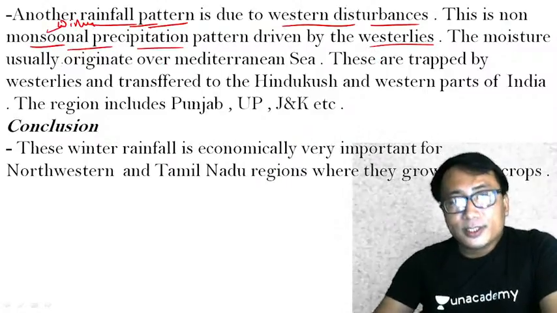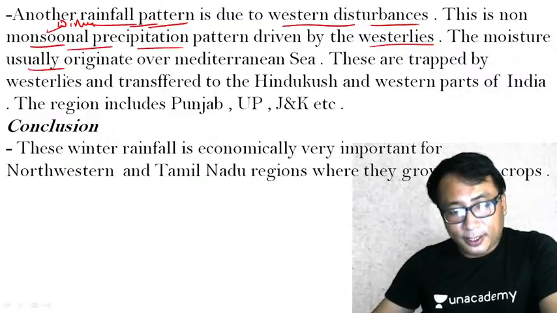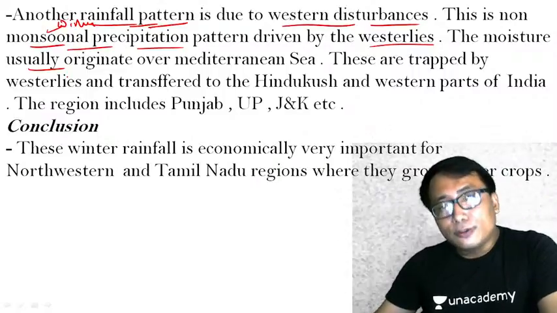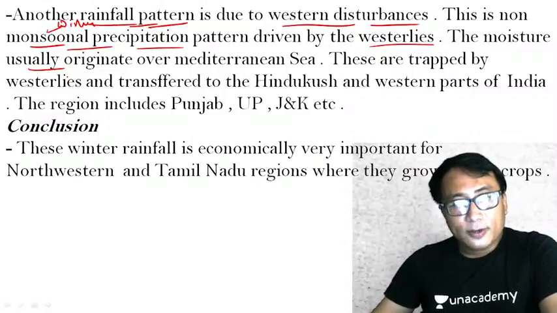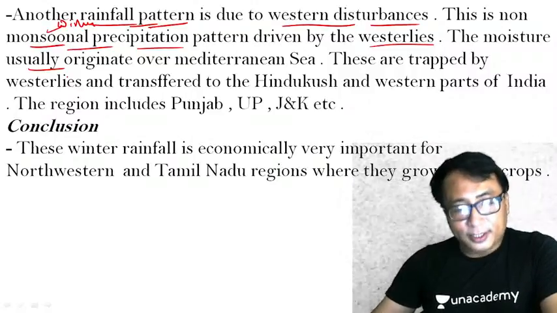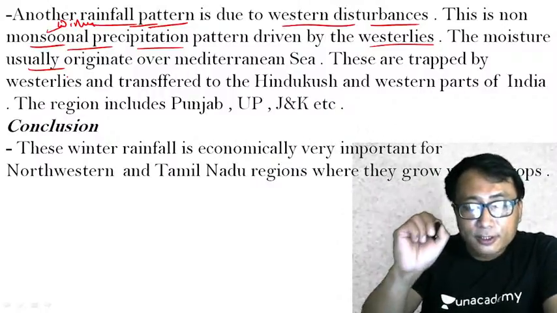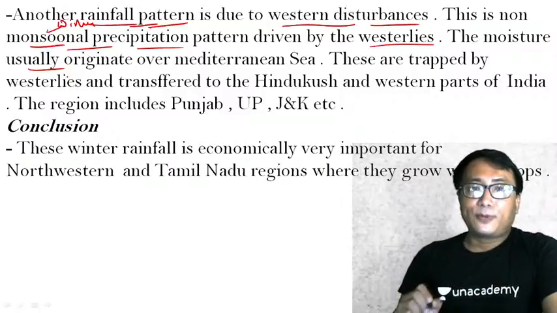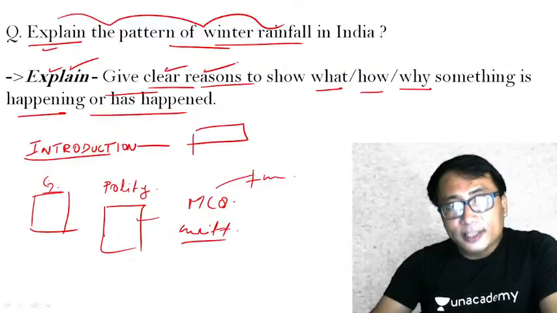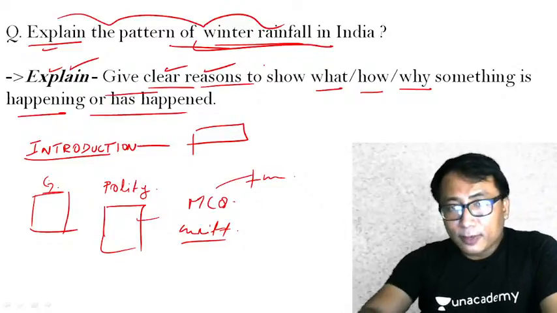The moisture usually originates over the Mediterranean Sea. It is trapped by westerlies and transferred to the Hindu Kush and the western part of India. The region includes Punjab, UP, Western UP, Jammu and Kashmir, etc. I am writing all this because the directional word in the question is explain, which means I will have to give a clear reason to show why this particular event is taking place. That's why I am explaining.